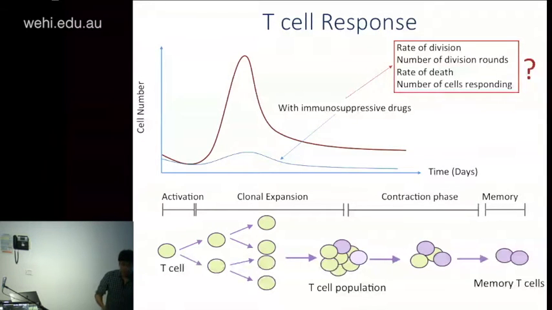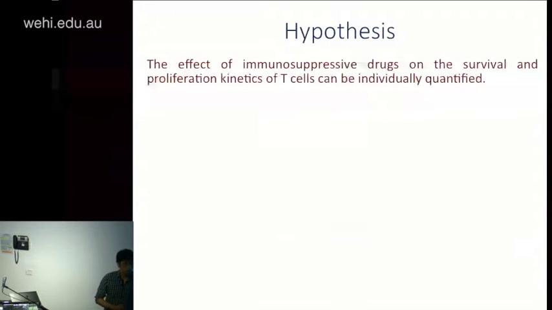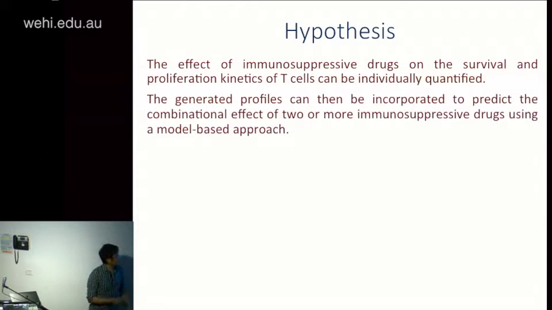So the idea for my project is that we can utilize the quantitative methods that are developed by the lab to understand these underlying processes of survival and proliferation kinetics. The hypothesis of my project is that we can utilize the quantitative methods to quantify the individual effects of immunosuppressive drugs, so isolate the effects on survival and proliferation. The second hypothesis is that once we're able to quantify these effects, we can utilize these profiles to predict the effects of 2 or more immunosuppressive drugs in combination.